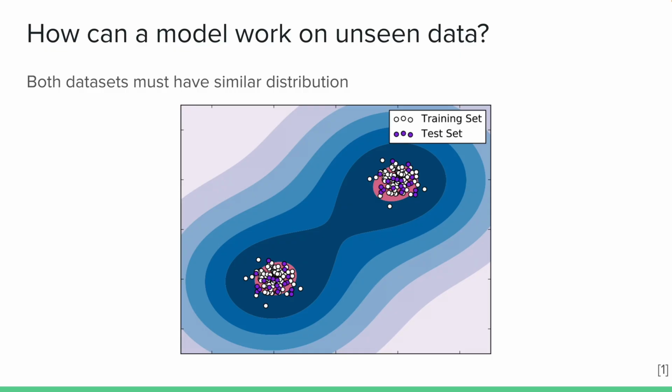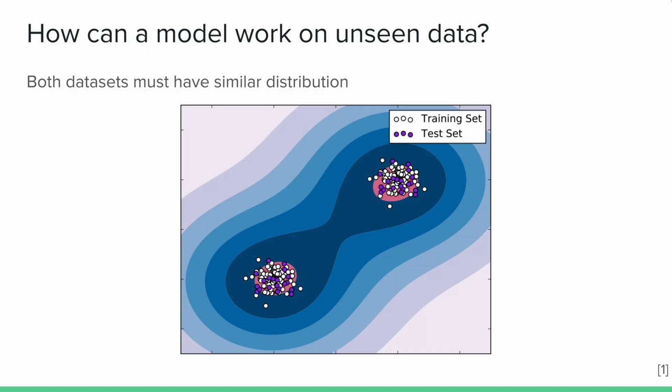But one question still remains. How does this work? How can a model perform a task on previously unseen data? If you think about it, if you learn French, you're not all of a sudden able to speak English. So how does this work? How does it work at all? And the answer is that we have a couple of assumptions for our data sets that need to hold in order for this to work.